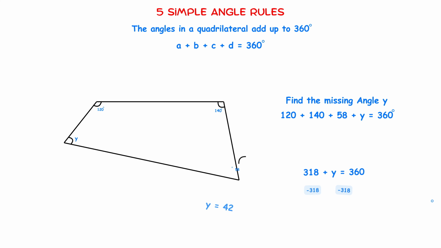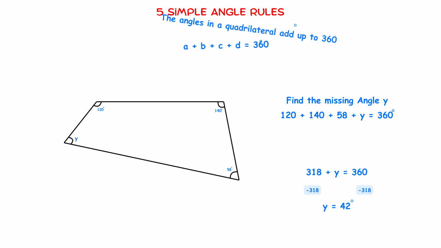The third rule is that the angles in a quadrilateral add up to 360 degrees, and remember, a quadrilateral is just a 4-sided shape. So we can represent this rule as A plus B plus C plus D equals 360 degrees. So if we had this question here, where we're trying to find the missing angle y, we could say that 120 plus 140 plus 58 plus y equals 360. Or if we simplify it, then 318 plus y equals 360. Then we can just subtract 318 from both sides to find that y is 42 degrees.